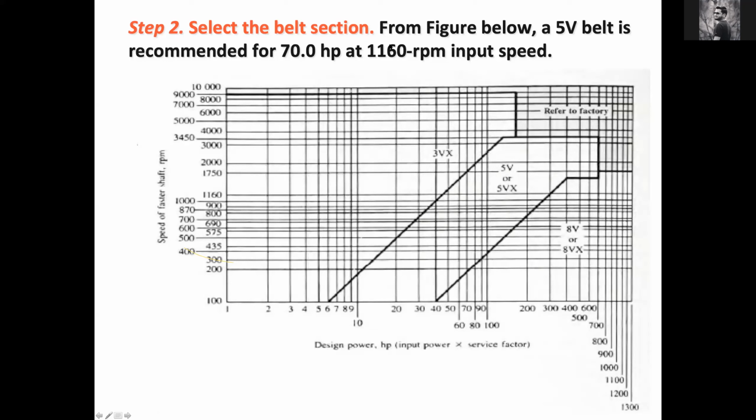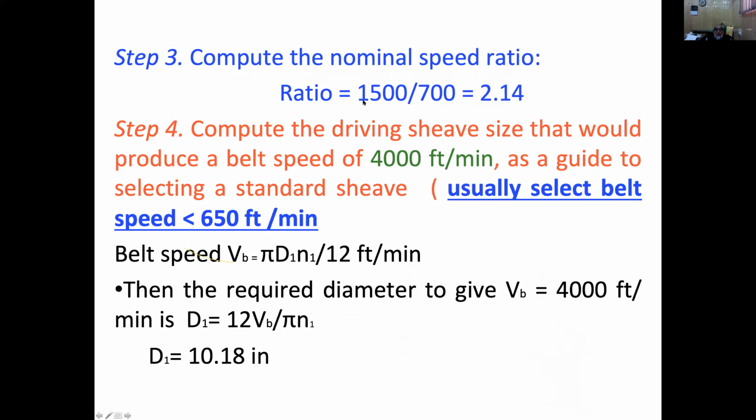So there is some mistake in writing here. It is actually a 5V belt, which is 70 hertz. That's not correct; the correct one is a different type of belt. So you can select the 5V type of belt for this. Now step three is to compute the nominal speed ratio. Speed ratio is 1500 over 700. Now the speed ratio is equal to 2.14.